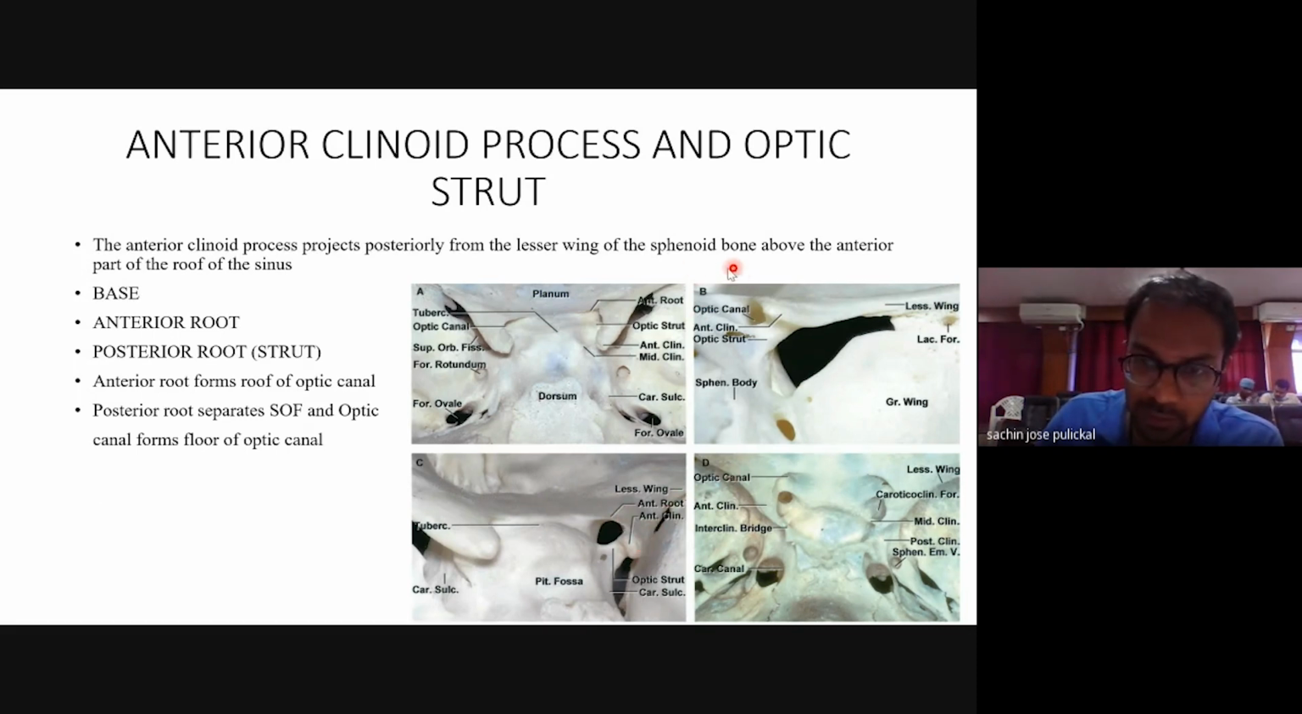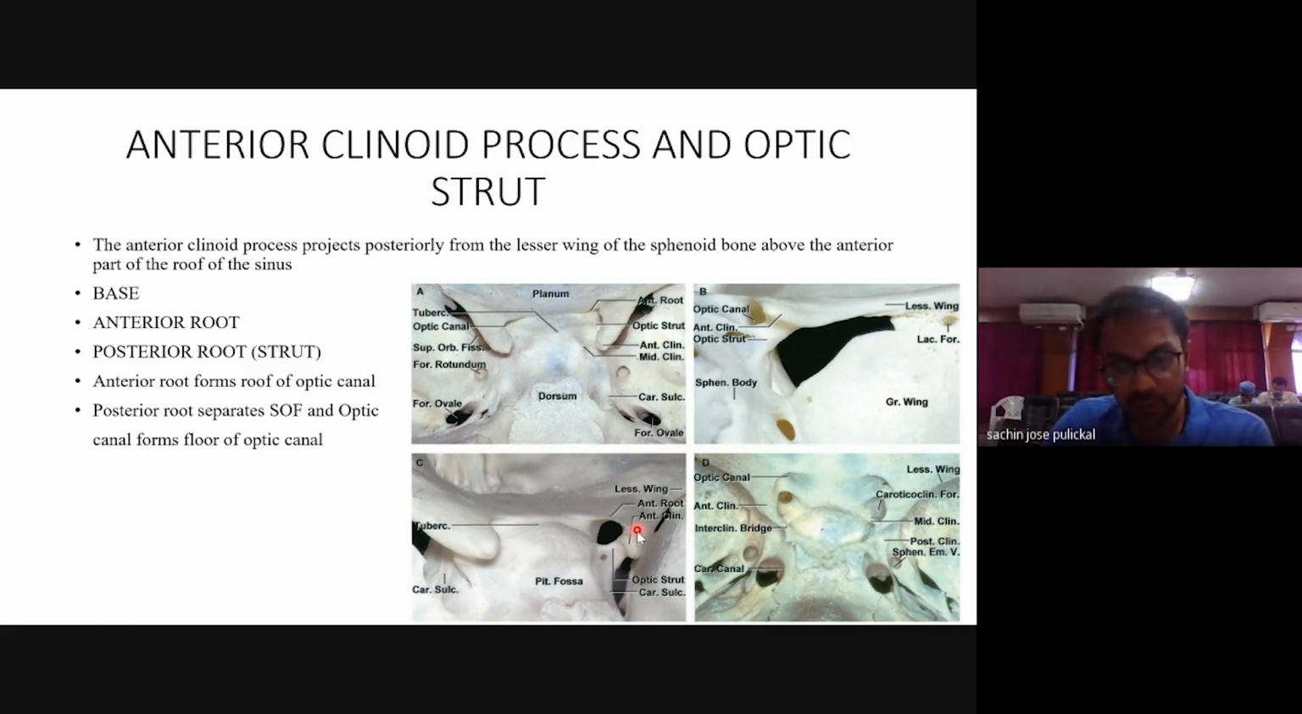So the lesser wing of sphenoid comes somewhere like this. The anterior clinoid is situated at the tip of the lesser wing of sphenoid. It is like a pyramid and has three parts. One is the base of the clinoid process, which is related to the lesser wing. After the base, you have the tip, then one root which is situated anteriorly, called the anterior root of the anterior clinoid process, and this other root is called the posterior root of the clinoid process.